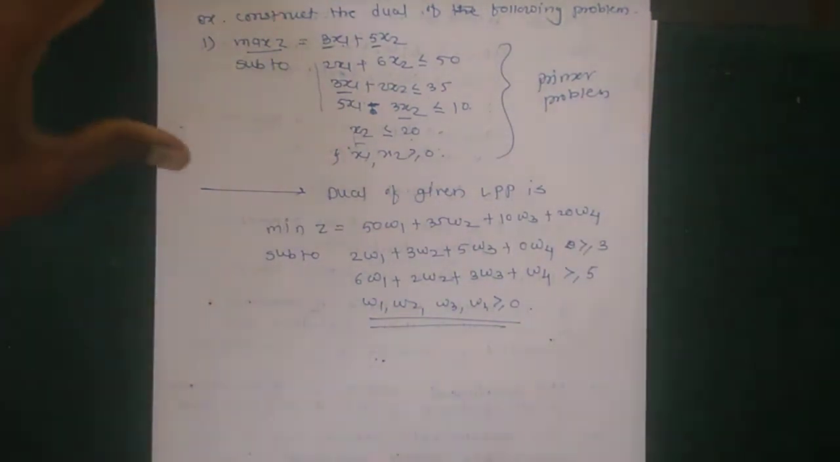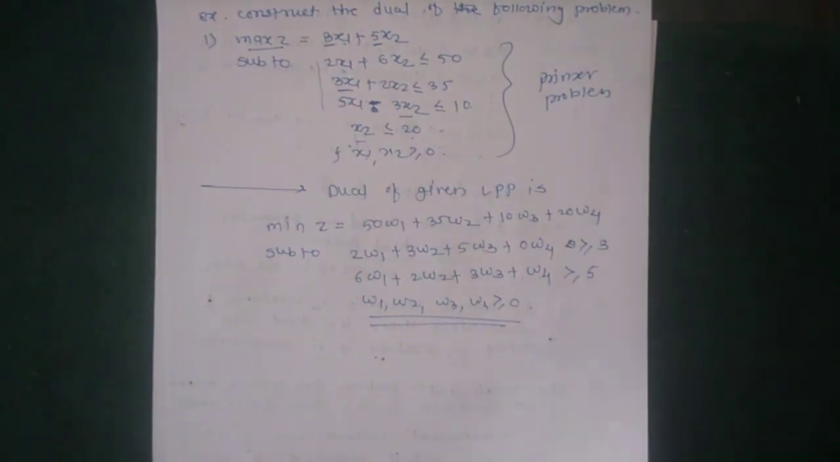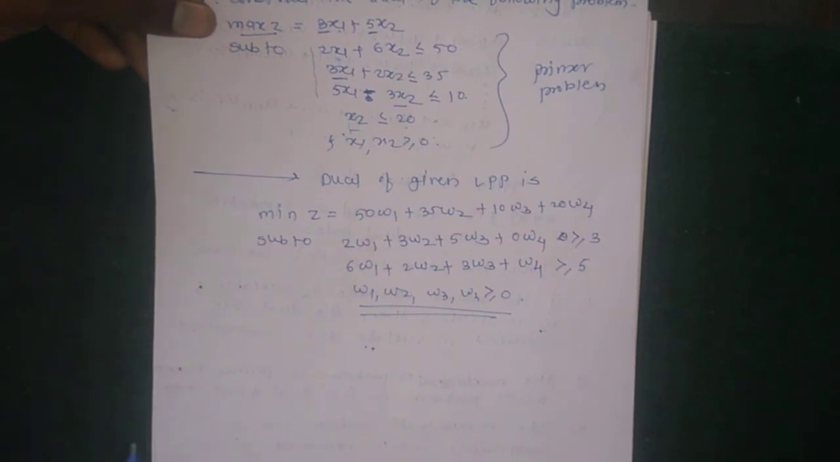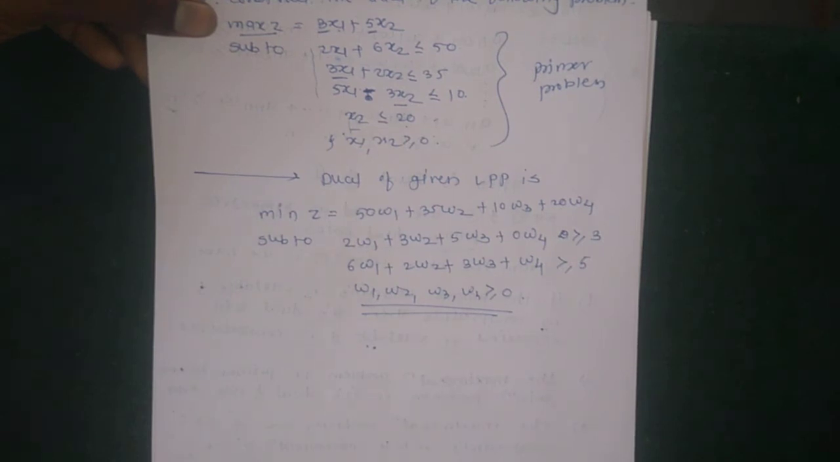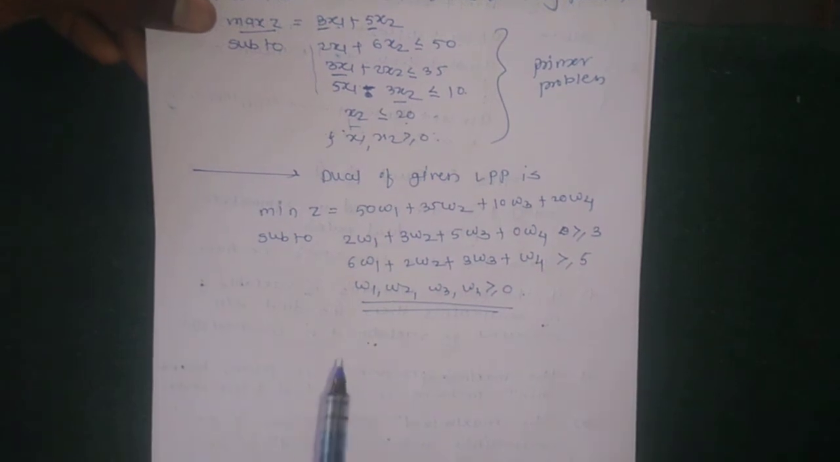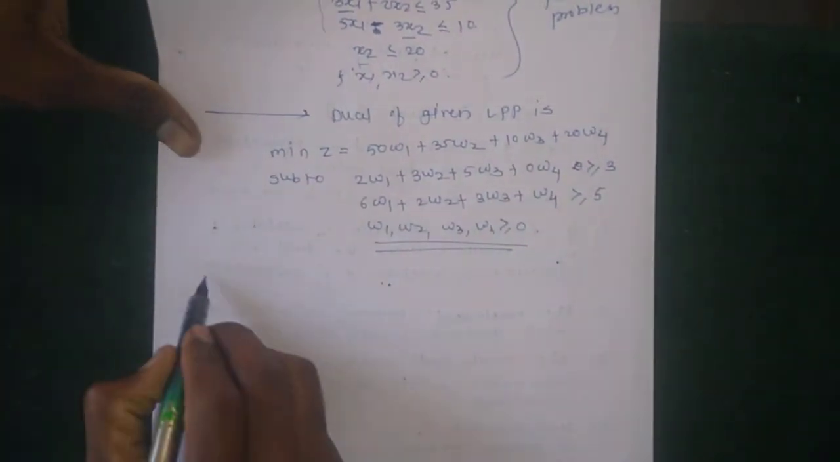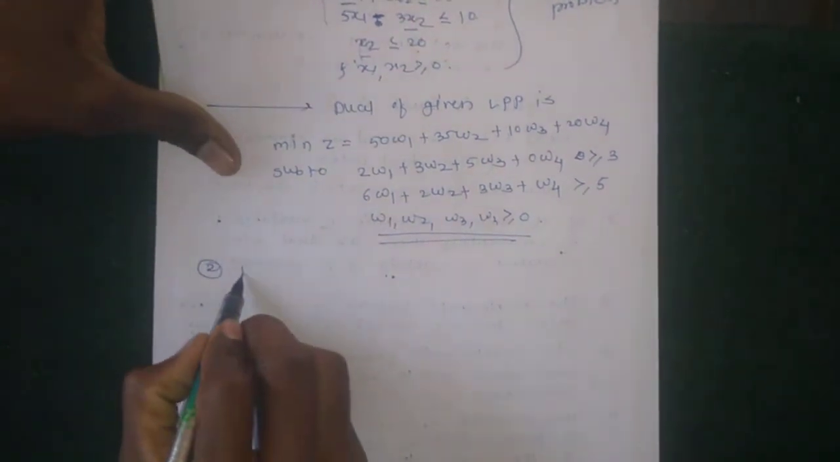How to write this? Only write the RHS of the constraints in the objective function. If the objective function is maximize type, then write its dual as minimize. Constraints are less equal in maximize, then in minimize the constraints are greater equal type, and in this way write the constraints.